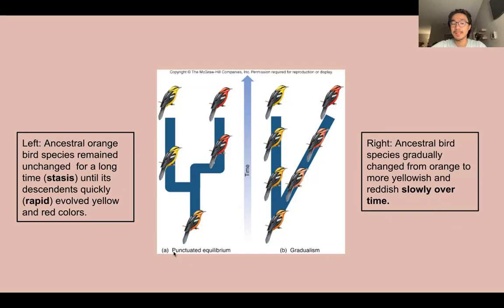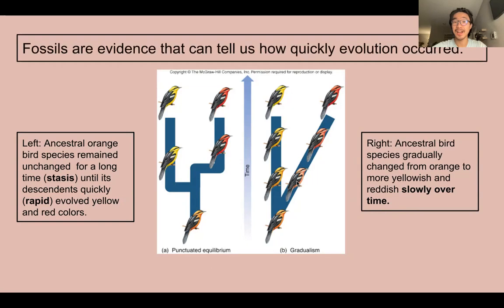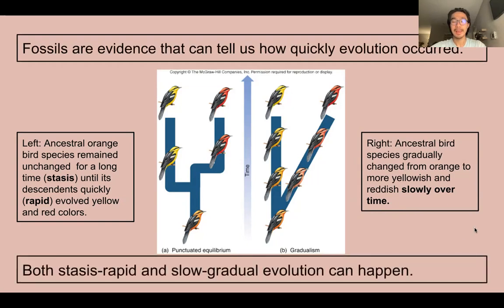On the left, this is punctuated equilibrium. Punctuated equilibrium means you have a moment of stasis and then rapid change. Stasis right here and rapid change, big turns. That is punctuated equilibrium. Gradualism is slight difference over a long time. So it's slow change over time. That's gradualism, gradual change. So fossils can actually tell us how quickly evolution happened. And we know both stasis with rapid change, which is punctuated equilibrium, and slow gradual evolution can happen. Both can happen.